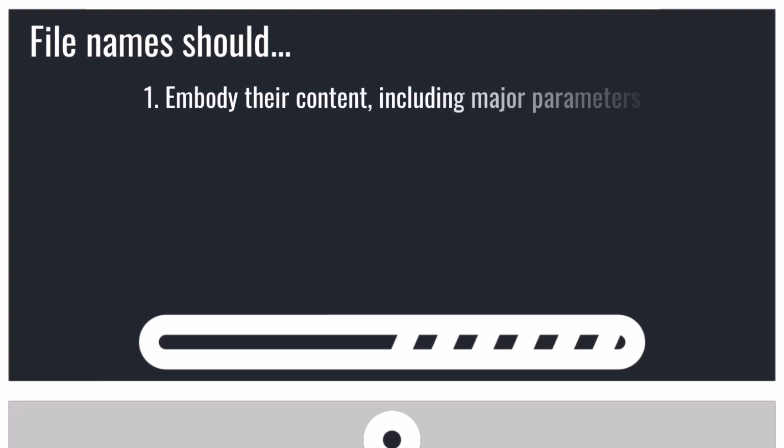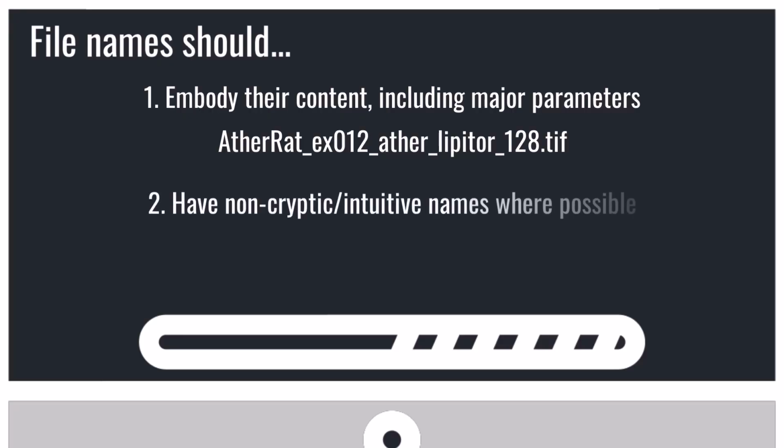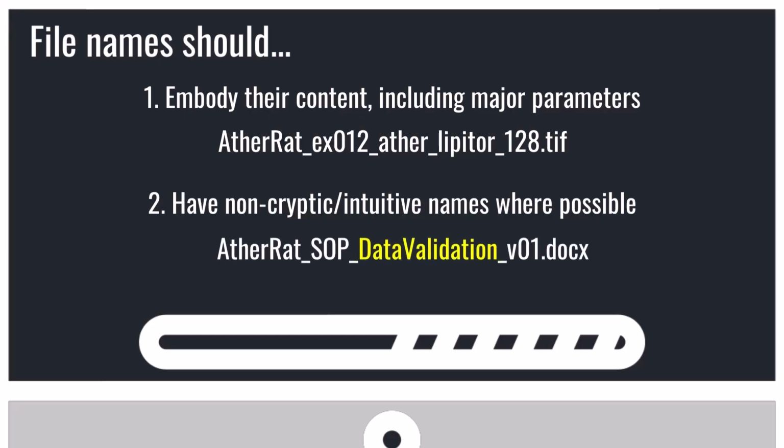Here are a few simple rules to follow in establishing file naming conventions. The first is that the file name should embody the content of the file. Of course, there are limitations as to how long you would want to make the file name, but as much as possible, the name should embody the major parameters of the data in the file. It is best to use non-cryptic, intuitive names whenever possible. So data validation rather than datval or DV.